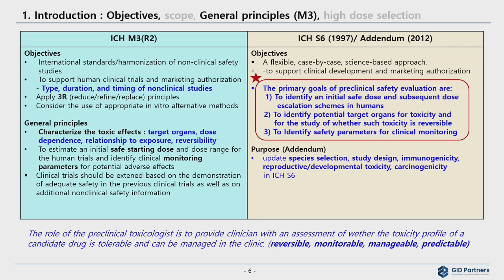It seems to be very complicated, but if I may, I can explain the M3 objectives. This is for the clinical trials and market authorization, non-clinical safety study. What kind of non-clinical safety study needs to be conducted, when, for what duration, and what kind of studies need to be conducted? These are delineated in M3. And by harmonizing these different guidelines, M3 strives to apply 3R principles in the non-clinical safety studies. For the general principles, the target organs, dose dependence, the relationship to exposure, and reversibility, so these toxic effects are characterized so that they can be used for the clinical study.